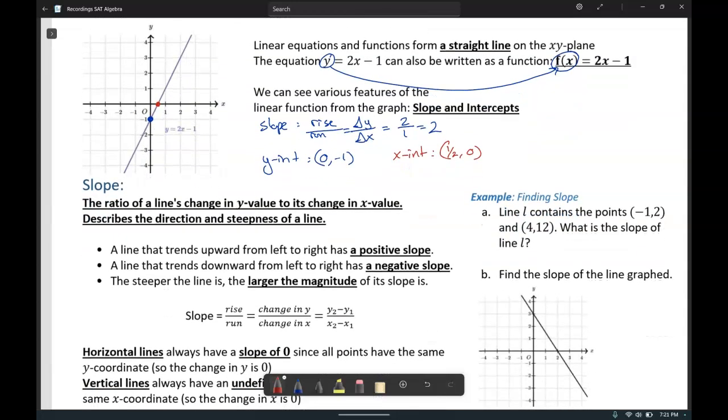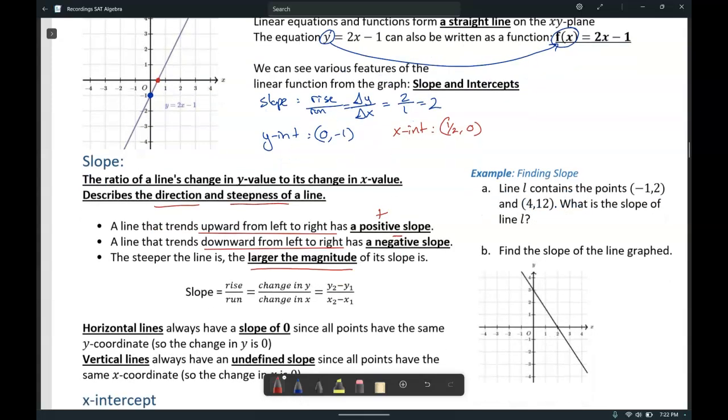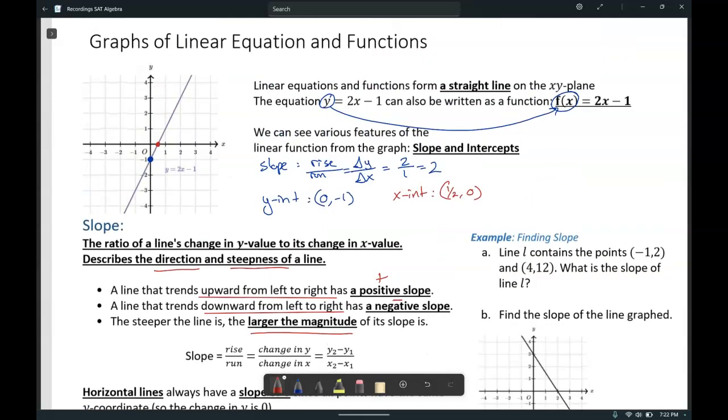So we've got the ratio of the line's change in y to its change in x. That gives us our slope. It describes the direction and the steepness of a line. A line that trends upward from left to right is considered to have a positive slope, while a trend that is downward from left to right is considered to have a negative slope. The steeper the line, the larger the magnitude. So a line with a slope of 2 is shown here, but if I had a line with a slope of 1/2, it would be less steep than the one shown.